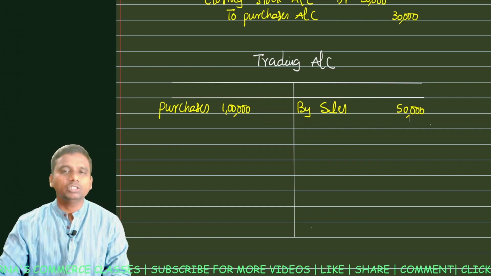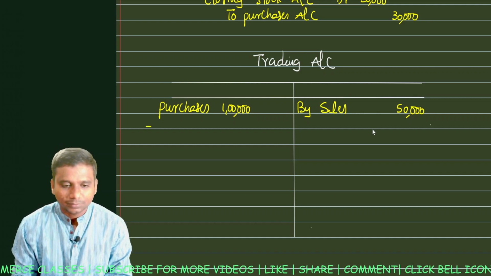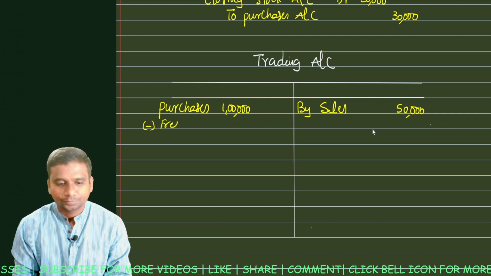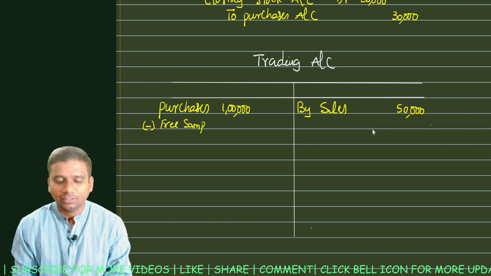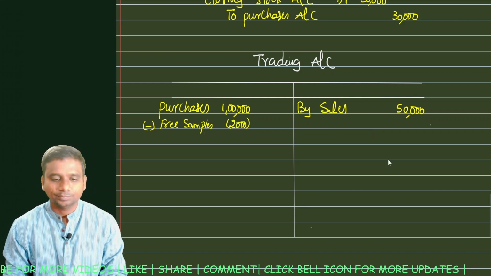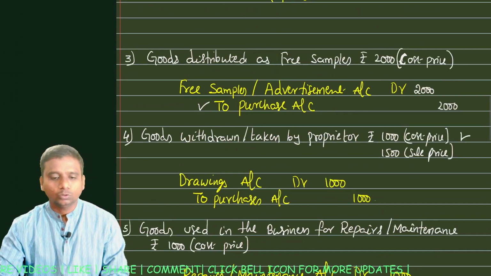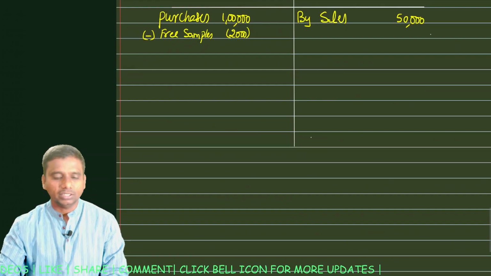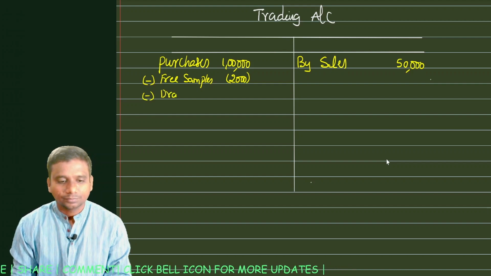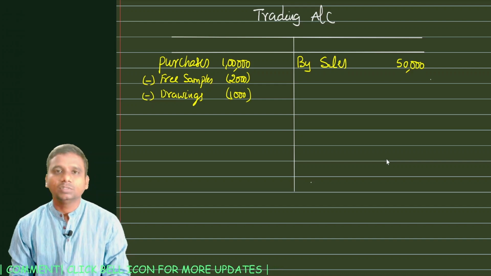Look at it. First one is what? Goods distributed as free samples. Yes or no? Now look at the minus. Here first we deduct free samples, because the purchase account balance decreases. Free samples how much? 2000. Deduct free samples. Next one, what happened? Goods withdrawn by the proprietor, 1000 rupees. That also we should deduct. Minus drawings. Drawings how much? 1000.